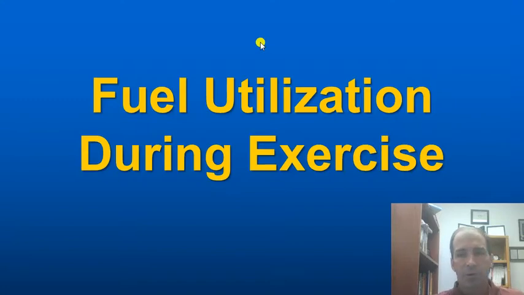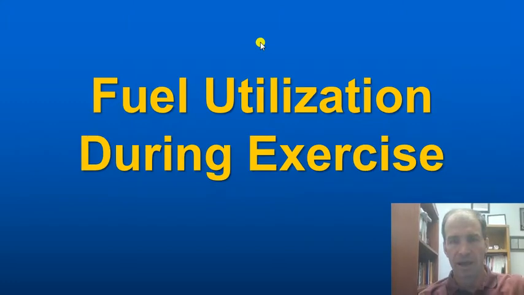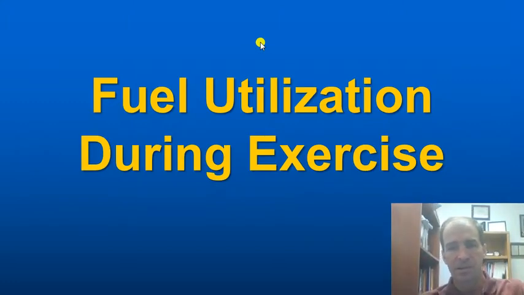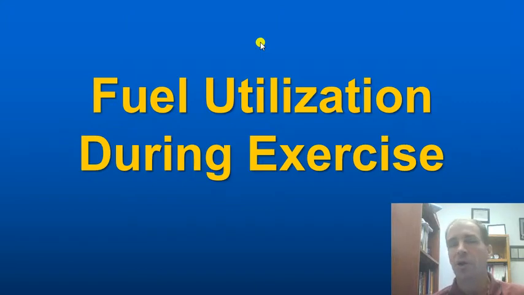Okay, so for this lab, we're going to look at fuel utilization during exercise. And here we want to answer, how do we know what substrate we're using to form ATP? We've kind of gone with this assumption that we're using glucose. Glucose is really the fuel that's key here. But we also know we use fats. We also know we potentially could use proteins. So how do we know? And is that the same during all types of activity and during lengths of activity?